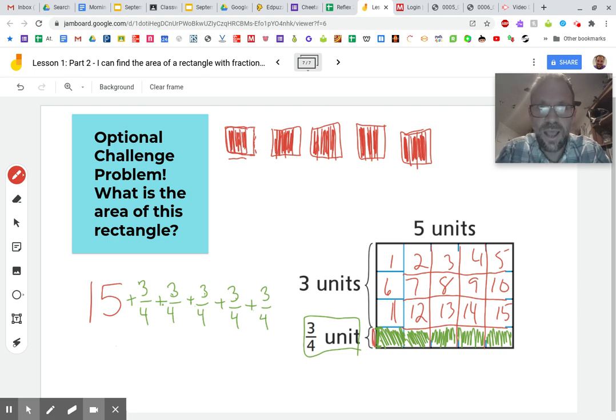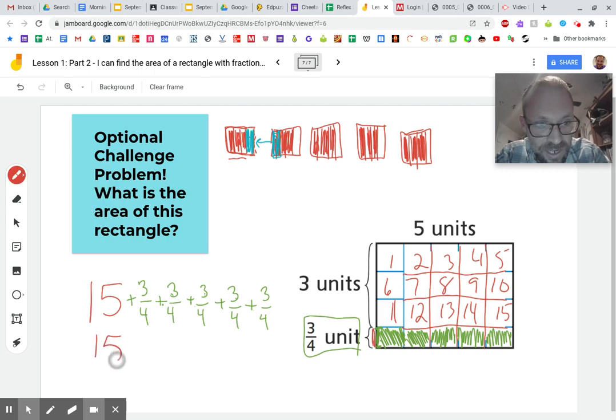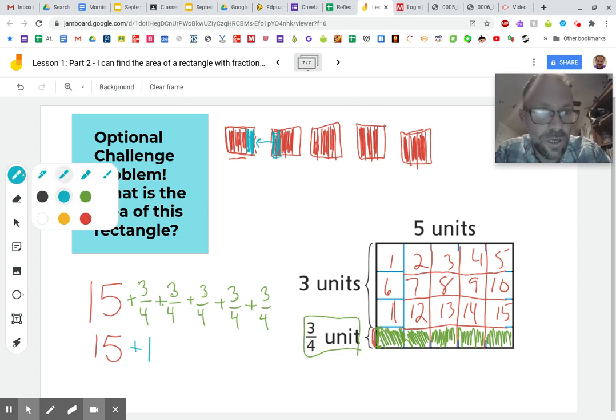And we know how that 4/4 would give us a whole, right? If we could fill in this fourth right here, we would have 1 whole that we could add to the 15. So what if we took this fourth right here and we moved it over here and we filled it in? Then we'd have another 1 to add. So now we're at, let's keep track of this, 15 plus 1.